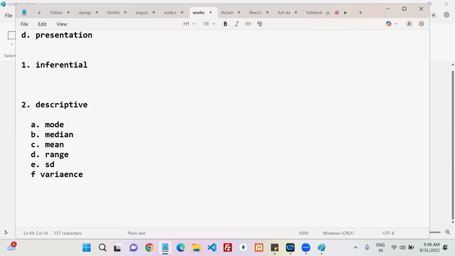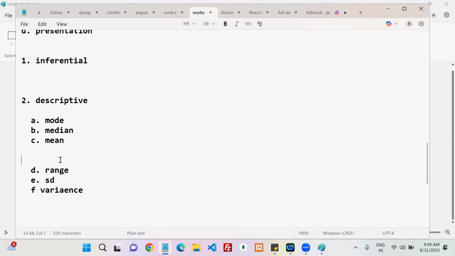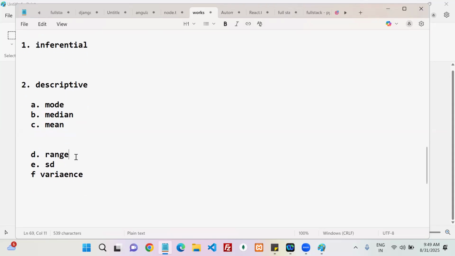What about the range? The first three are mode, the most repeated, median, the middle one, and mean, the average. The next one is the range. It is the difference between the min and max values. Place your data set in order, and the difference between the min and max is the range.